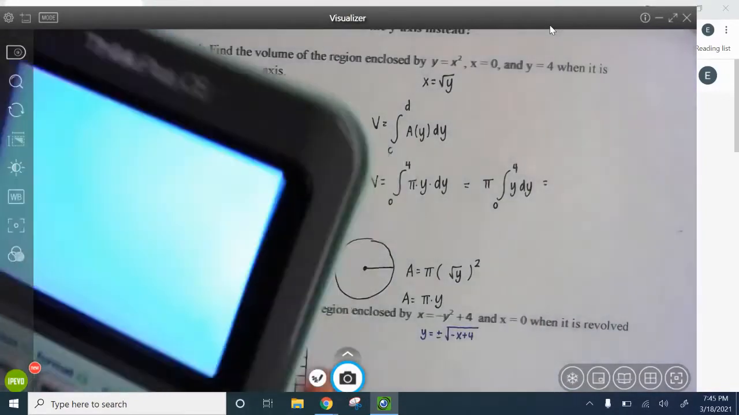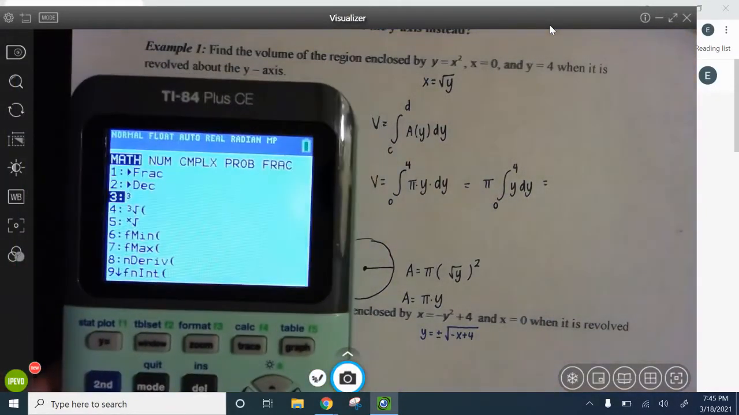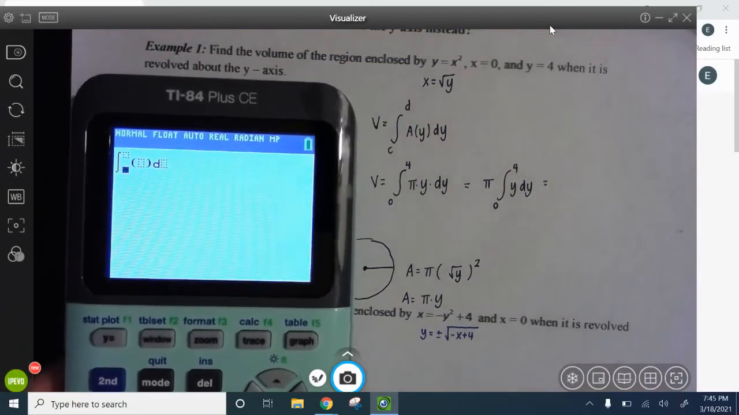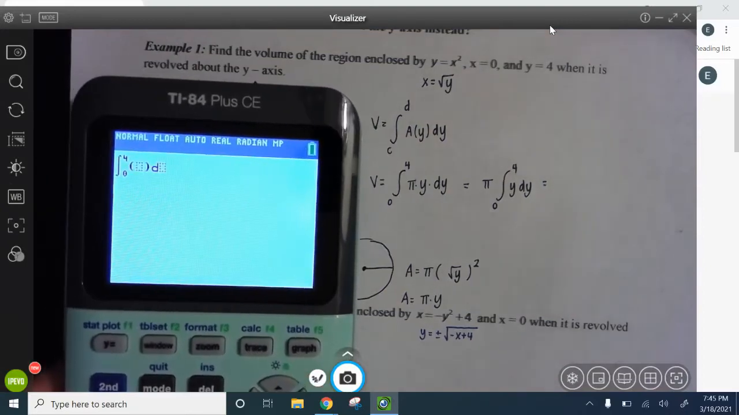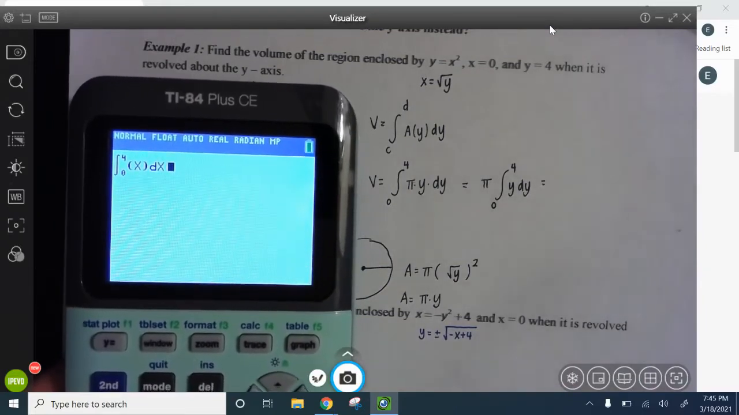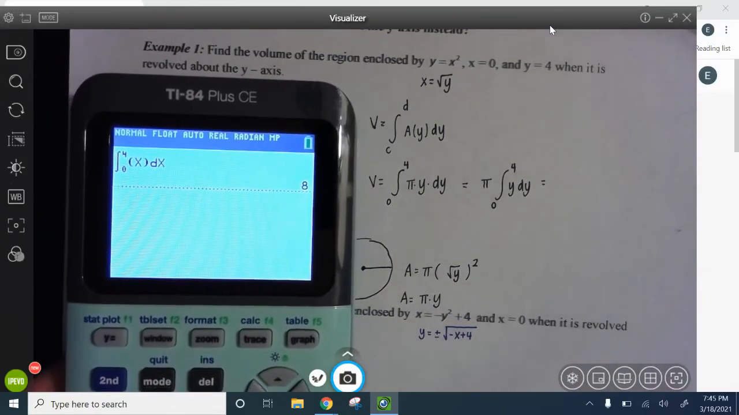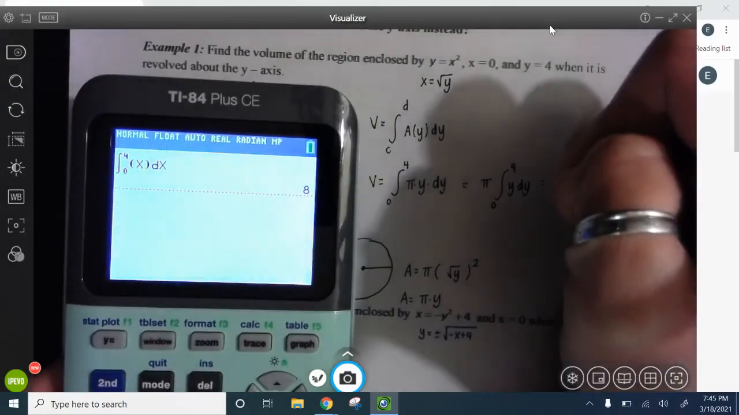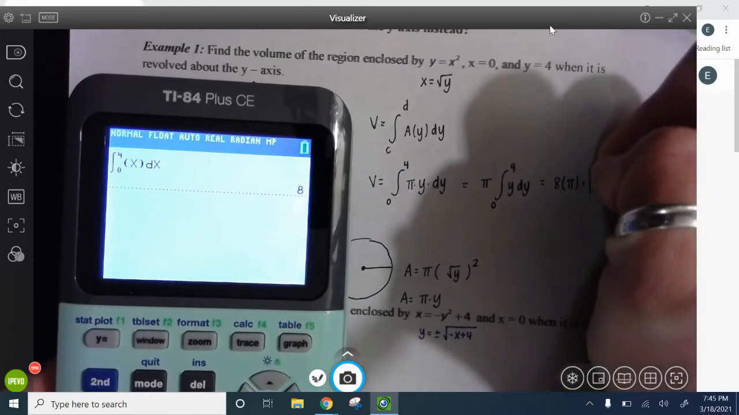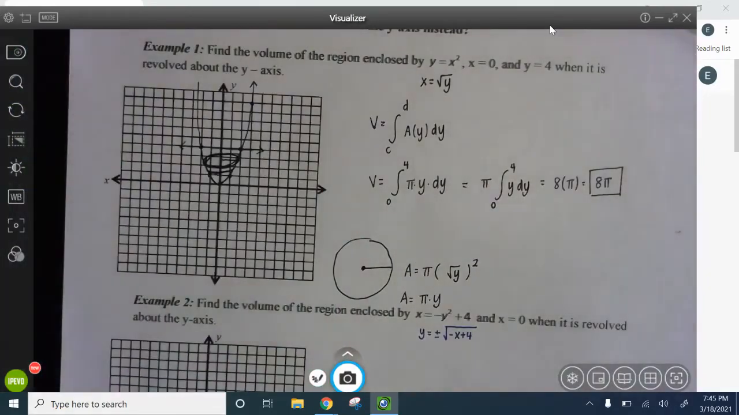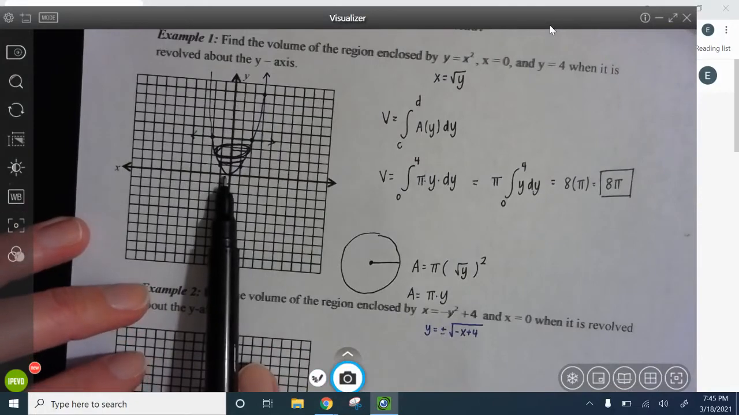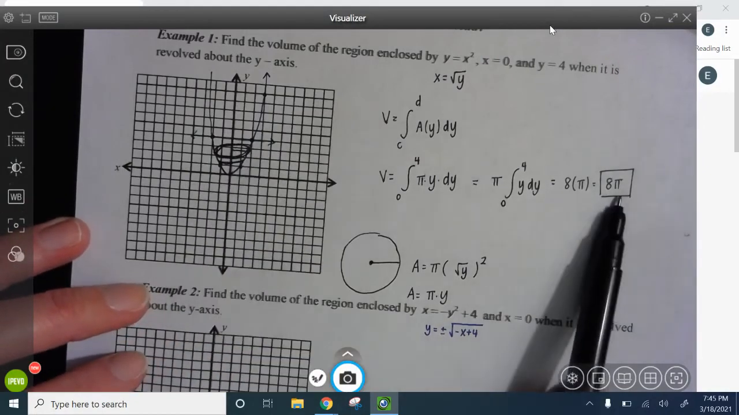And again, I can just go to my calculator to actually do that integration here. Even though we're integrating in terms of y on our paper, I'm going to integrate in terms of x on my calculator. So again, that's going to be 8 times our constant of pi. The volume of this solid rotated about the y-axis from the y value of 0 to the y value of 4 is going to be 8 pi.